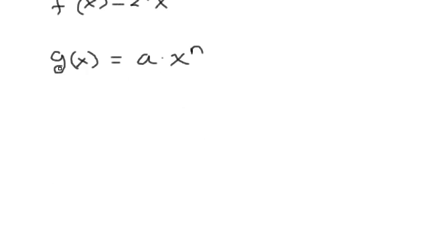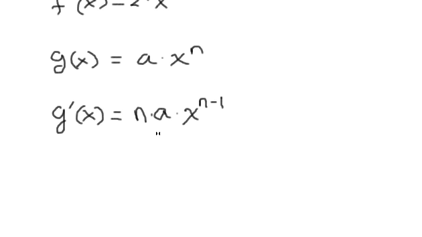So we want to take the derivative, we want to find g prime of x. So we say g prime of x is equal to, now I'm going to take whatever this is and bring it out front, and subtract 1 from it. Okay, so this is the generalization here of the power rule.